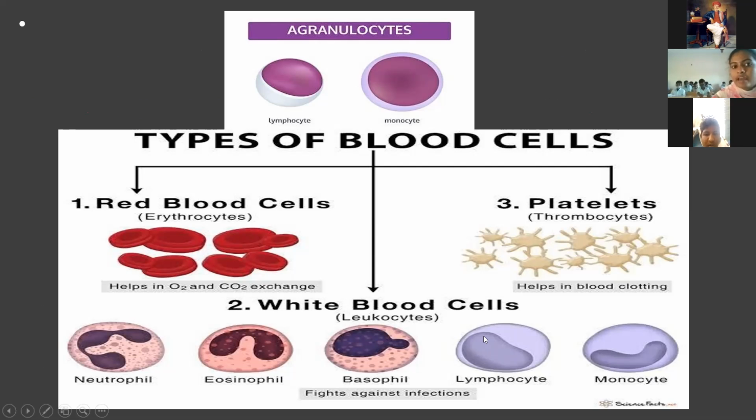Next one is the agranulocytes. The agranulocytes are two types. Number one is lymphocyte and number two is monocyte. Granulocytes are three types: neutrophil, eosinophil, and basophil. And agranulocytes are two types: lymphocyte and monocyte.